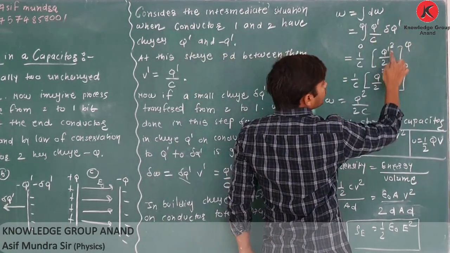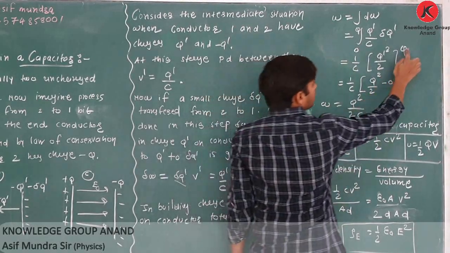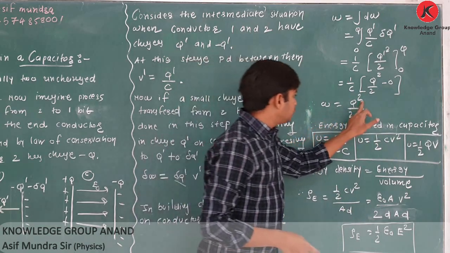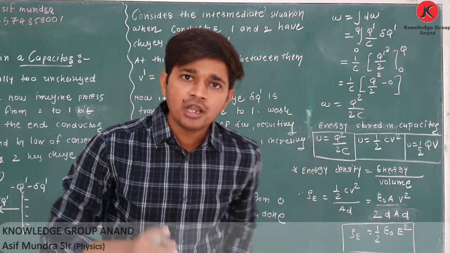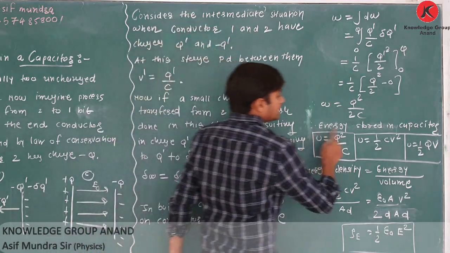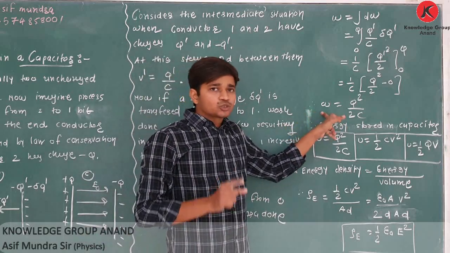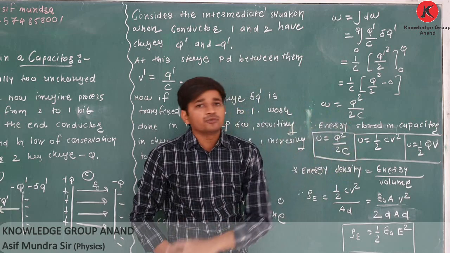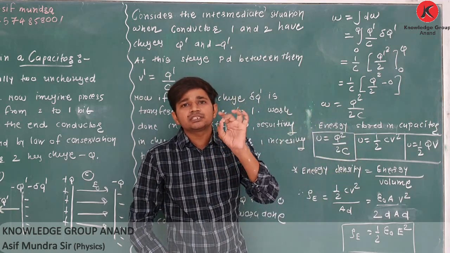What is the integration of Q'? Q'^2/2. If you put the upper limit minus the lower limit, then you will get W is equal to Q^2/2C. Yes. So the work done is stored as energy in the capacitor, U is equal to Q^2/2C. Clear?